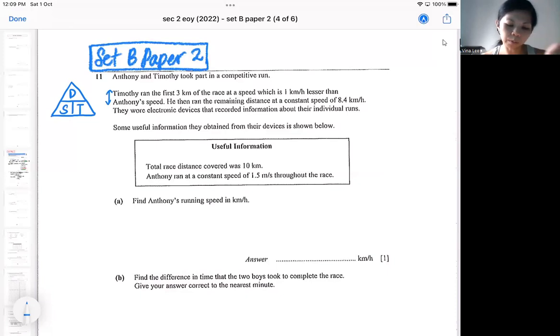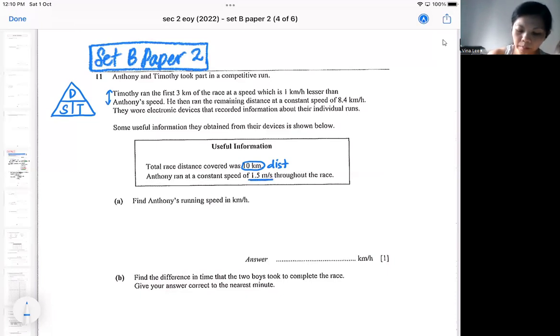They divide the race into two portions. Okay, then we got two different speeds for Timothy. Okay, so let's look at the information first. So the total race distance is 10 kilometers. That means the two boys will have to cover 10 kilometers. So this will be the distance. And for Anthony, he ran at a constant speed of 1.5 meter per second. So he didn't change his speed.